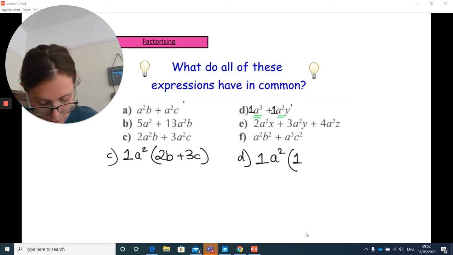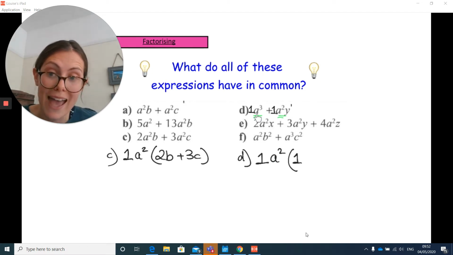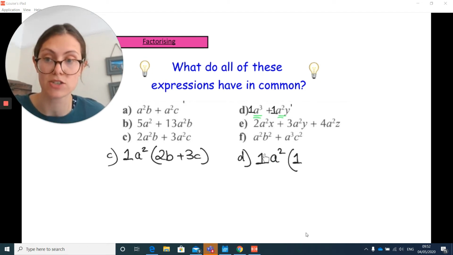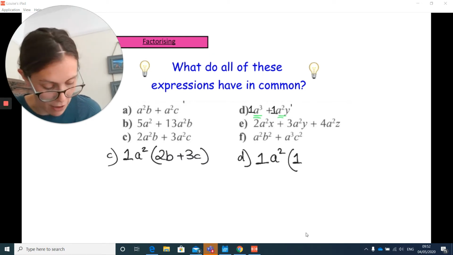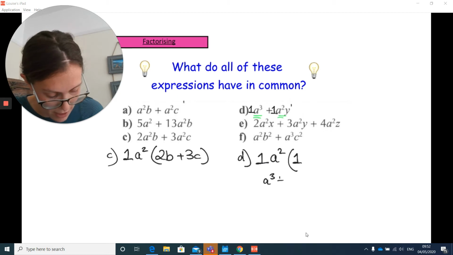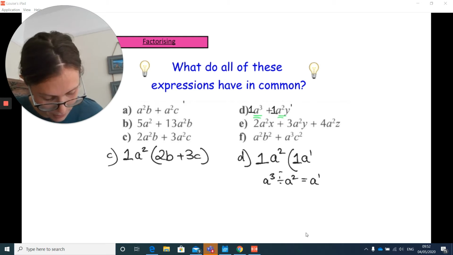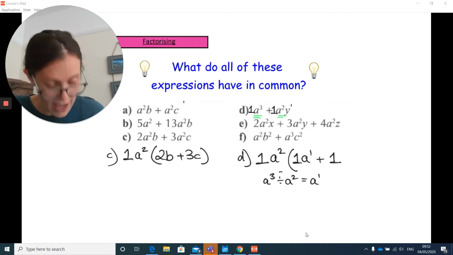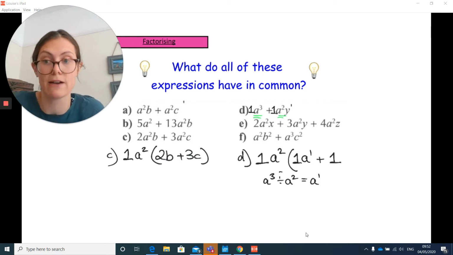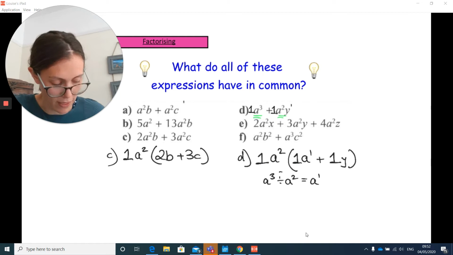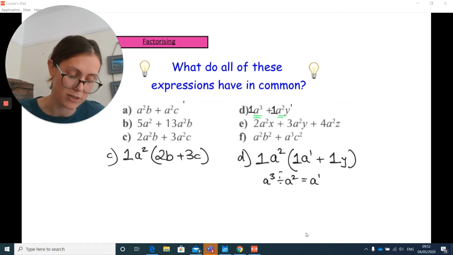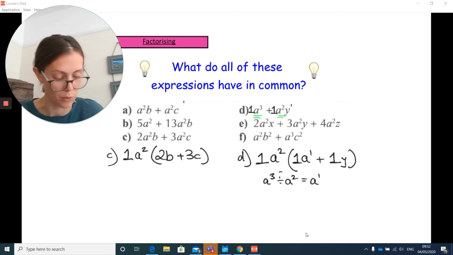And then this one, very important, A cubed divided by A squared. So if you need to write this out, write it out. You've got A cubed divided by A squared. So you're subtracting the powers. So A to the power of 1. Okay. And then in your second term, you've got a 1. A squared divided by A squared is itself, so we don't need to write it. And you've got the Y there. So 1A squared brackets 1A to the power of 1 plus 1Y.